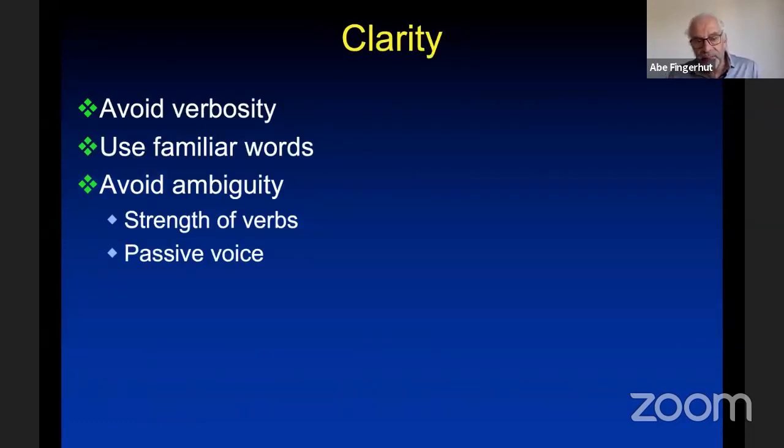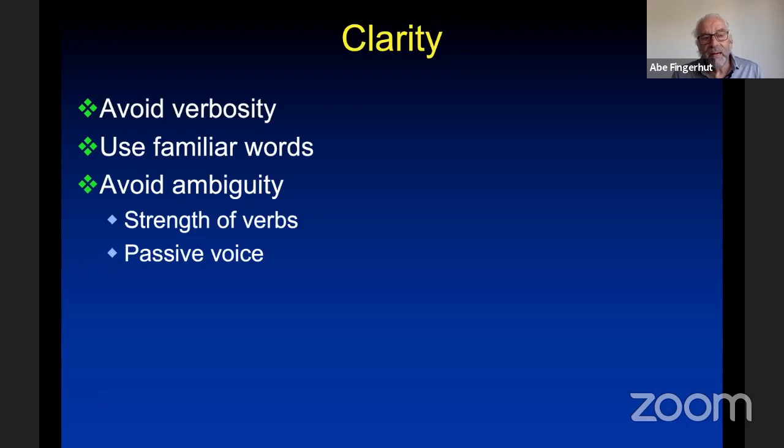The second pillar is clarity. Clarity means avoiding what we call verbosity. Verbosity means using a lot of words to say what one or two words would be enough to do. It also means using familiar words. Familiar words would be to say use rather than utilize, just as an example. And once again, to avoid ambiguity.